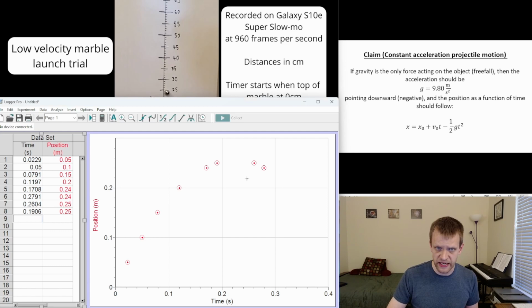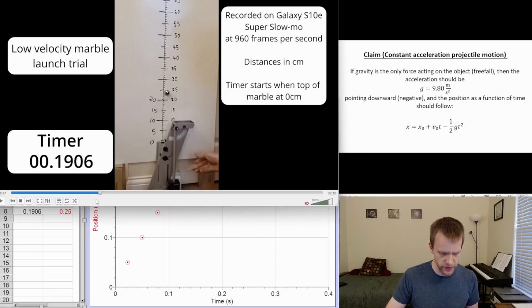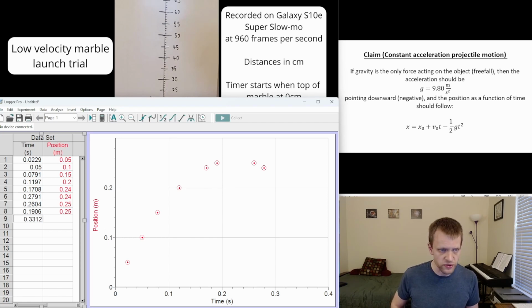So we seem to be getting this parabolic arc, but let's keep moving forward a little bit. And as this falls back down, let's pick that as another point. So 0.3312 for the time, 0.2 for the distance.